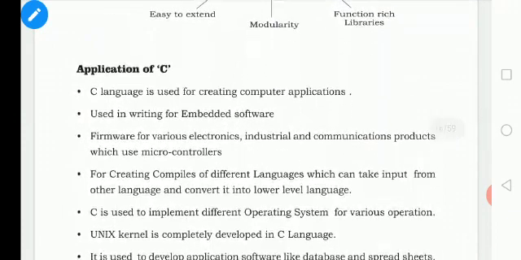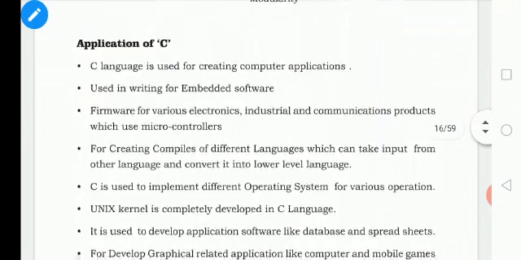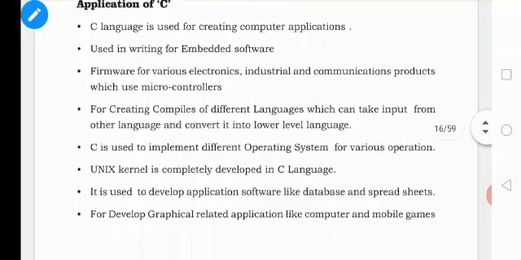C language is used for creating computer applications. It is used for embedded software and firmware for various electronics, industrial, and communication products which use microcontrollers. So on various platforms, C language is the building block. It is used for creating compilers of different languages, which take input from another language and convert it into a lower level language. C is used to implement different operating systems for various operations. Unix is one of them. The Unix kernel is completely developed in C language.